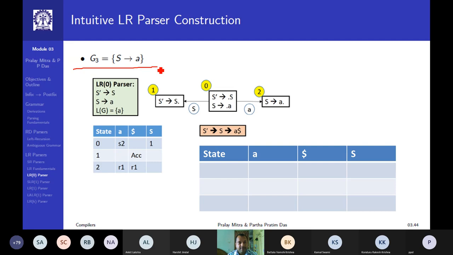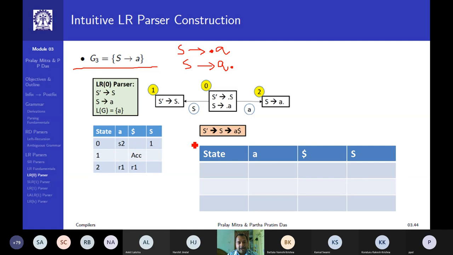Now when this is your production rule, then you know how many different items are possible. So S derives dot A and S derives A dot. These two are the items, right?